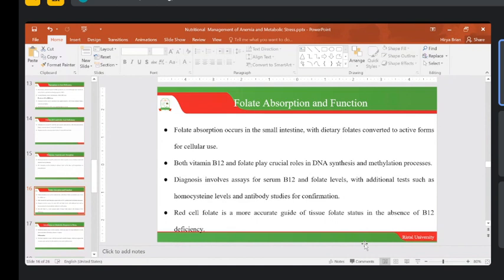So for folate absorption, this occurs in the small intestine, with the dietary folate being converted to active forms for cellular use.